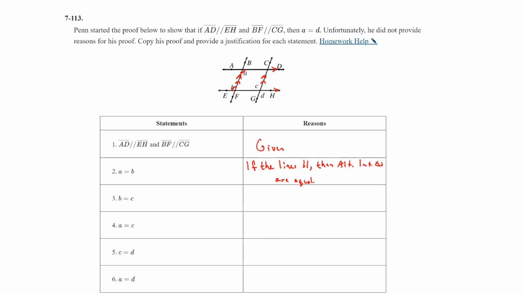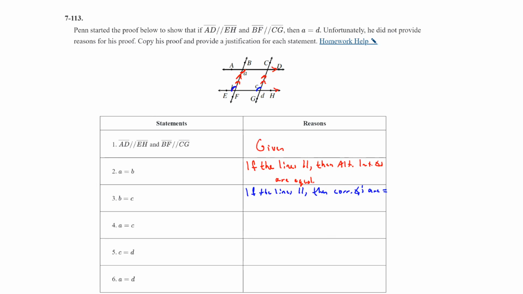All right, and then B is equal to C. So let's see, this is B right here, and then C is here. So once again, now that one with the parallel lines, those would be corresponding. So on this one, if the lines are parallel, corresponding angles are equal.